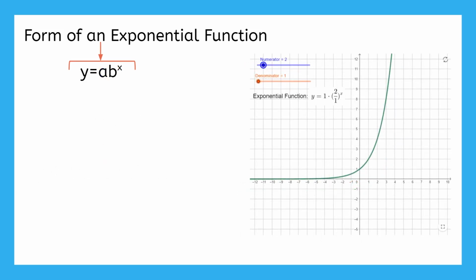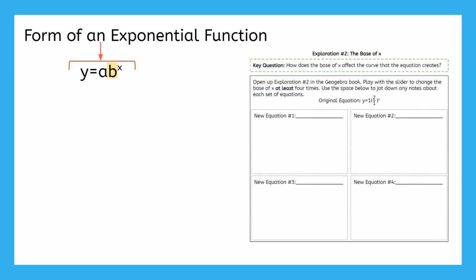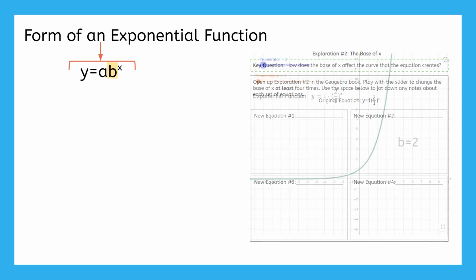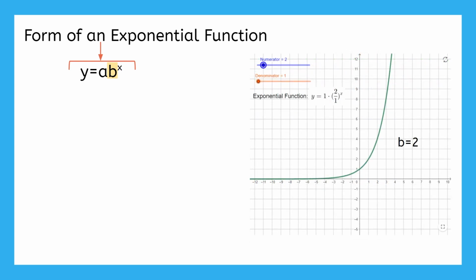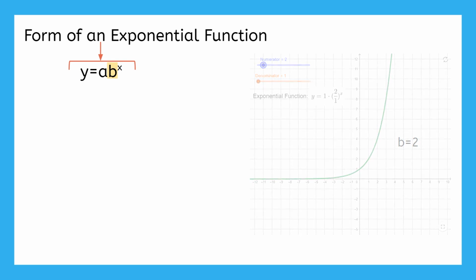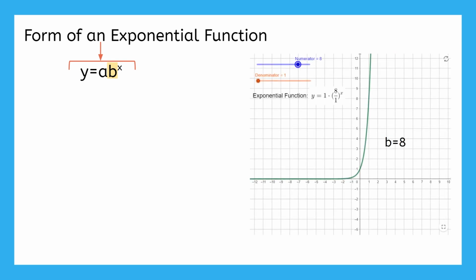Now what about b? You saw the effect of b in part 2 of our exploration. It was called the base of x, but now we know that its proper name is b. What did you find out? In this graph, the b value is 2, but what if we change it to 8? Whoa, our graph's y values become large very quickly. So changing the b value affects how steep our curve is.